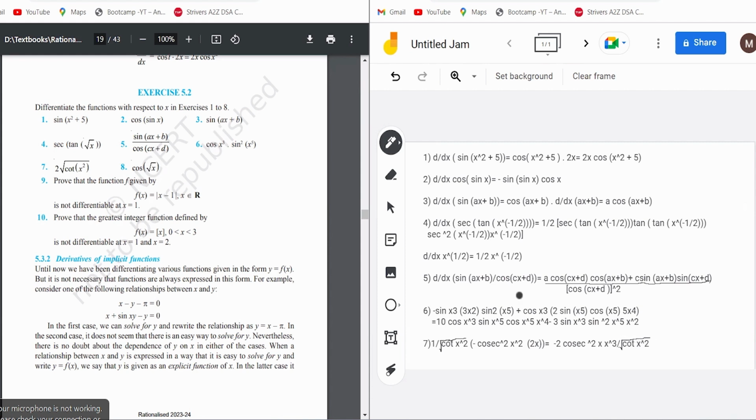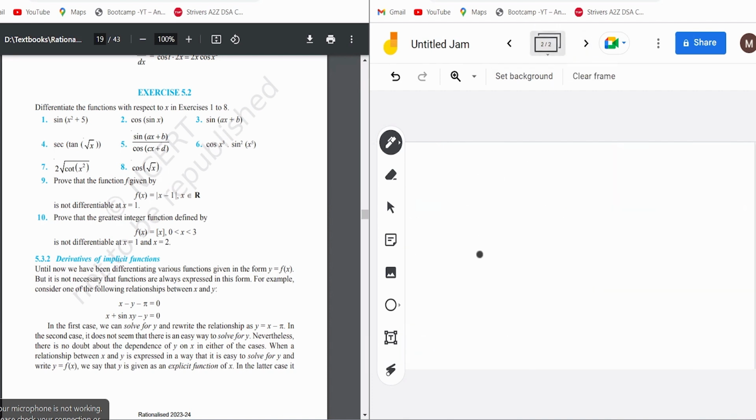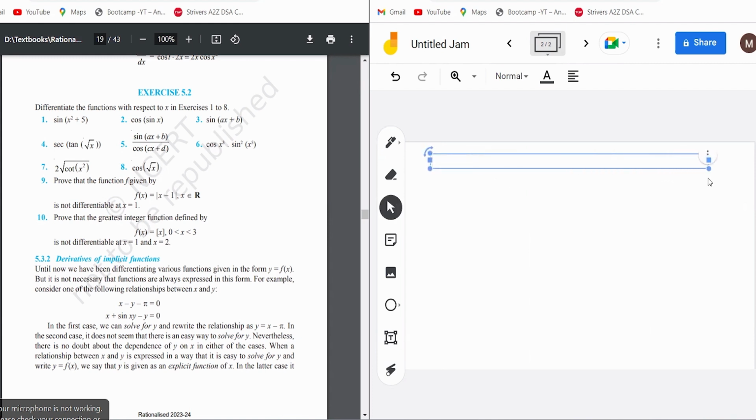Okay. So I hope you understood this question. This was also pretty simple. All the questions are actually simple. You just have to play with the mind and you can easily get your answer. So this is question number 7. Let's move to question number 8.